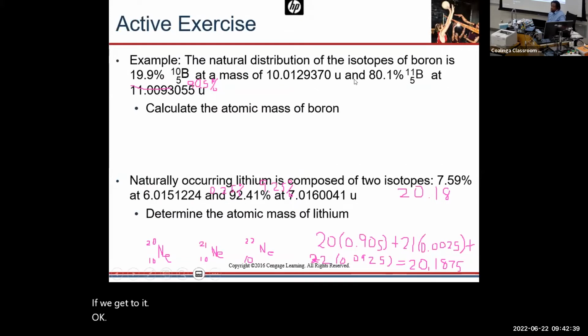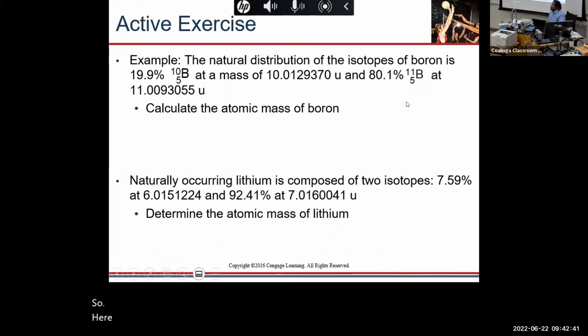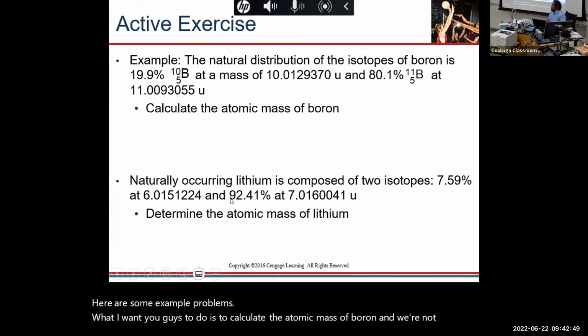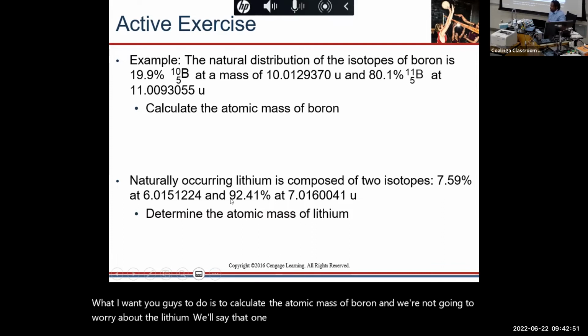So here are some example problems. What I want you guys to do is to calculate the atomic mass of boron, and we're not going to worry about the first.